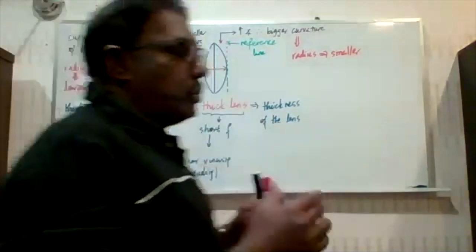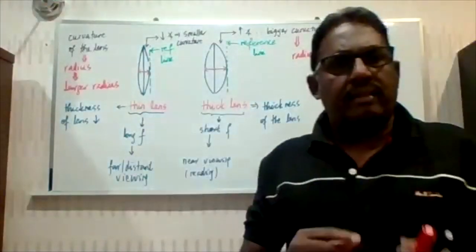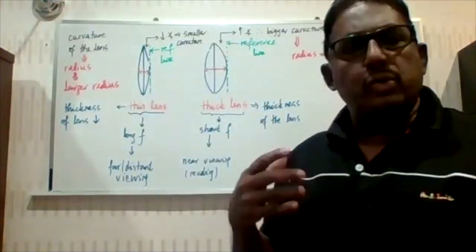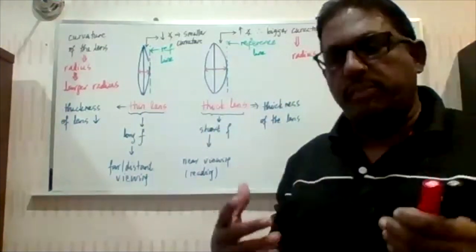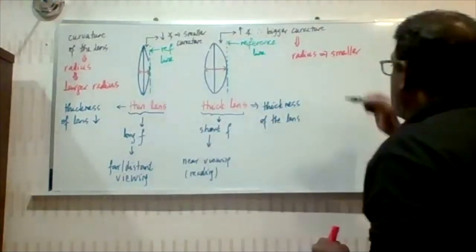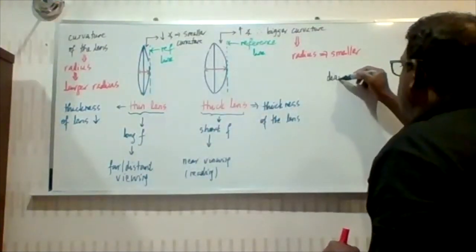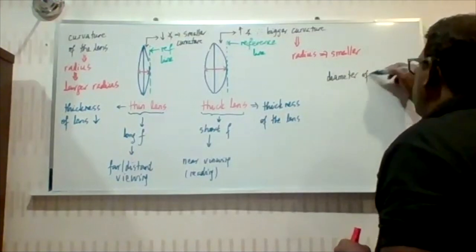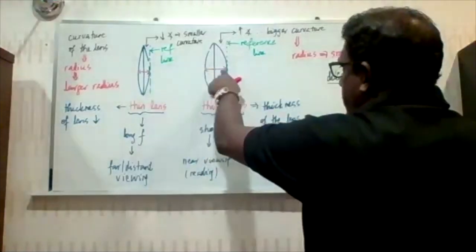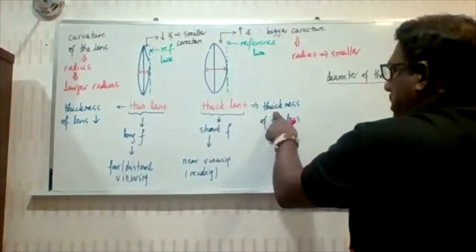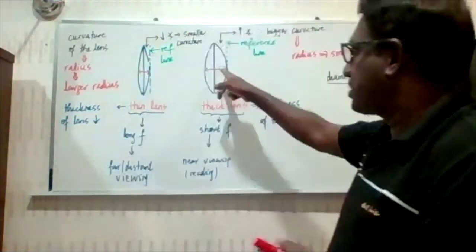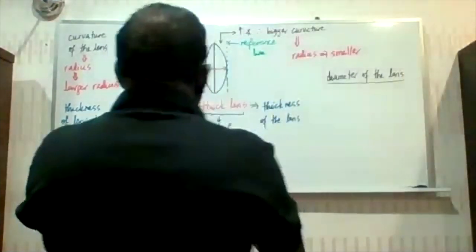So you should not have any problems when words like thickness and curvature are introduced to you in questions. You should be able to know what they're talking about. In the last lesson, I also introduced another concept: the diameter of the lens. Let me recap that as well. Is this the diameter of the lens? No, this is the thickness of the lens. You're looking at the lens from the side view. This diagram shows the lens from the side view.